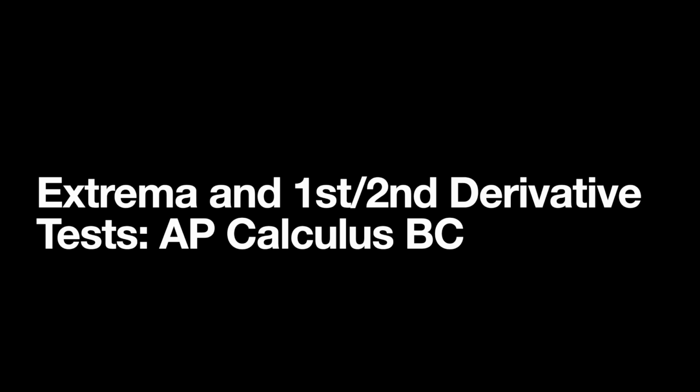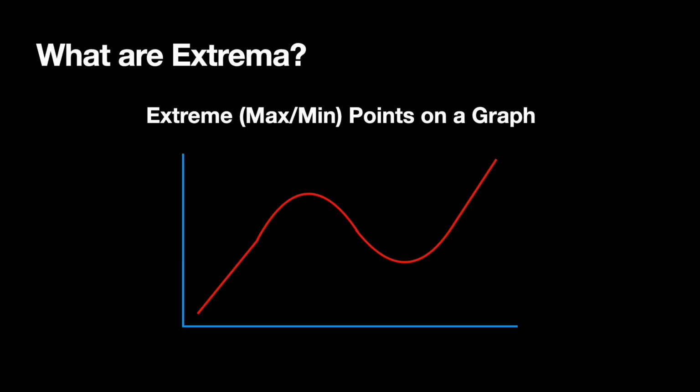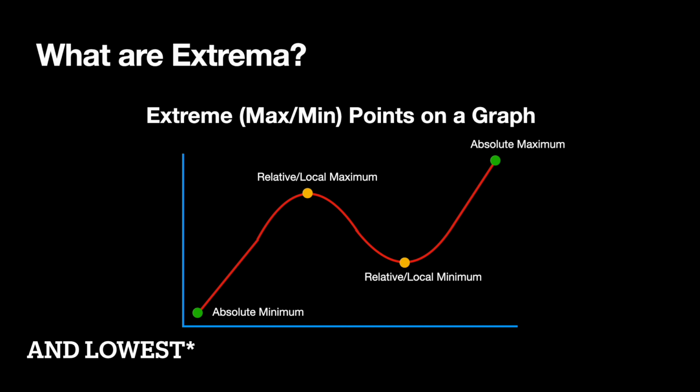Today I'll be covering extrema and the first and second derivative tests. Extrema are the minimum and maximum points on a graph. So for example, a relative maximum is a point that's greater than all the points around it. A minimum is a point that's lower than all the points around it. And the absolute maximum and minimum are the greatest points on the graph entirely.